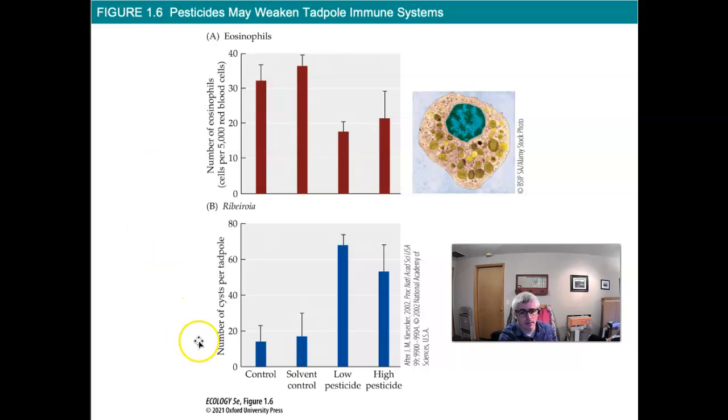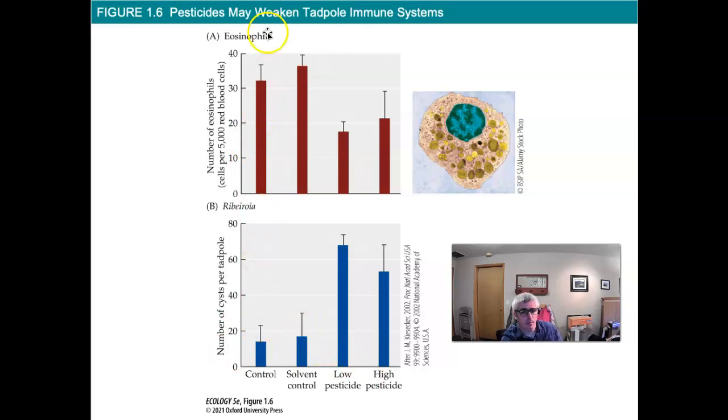And the bottom is the number of cysts per tadpole, the number of the Metacercaria. And we've got four groups: control, solvent control, low pesticide, and high pesticide. Control would be straight, clean pond water. Solvent control would be where the pesticides are in a solvent, and so they're adding that solvent as well, absent the actual pesticide itself. And then low and high pesticides are just the gradation of the concentration of pesticides.